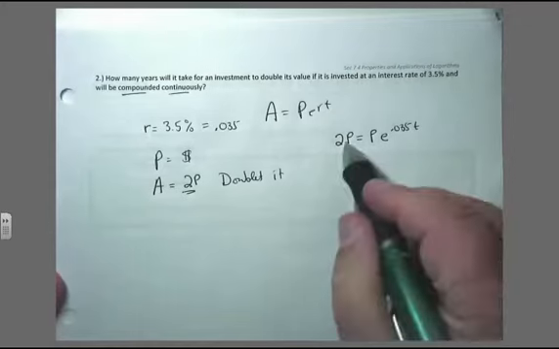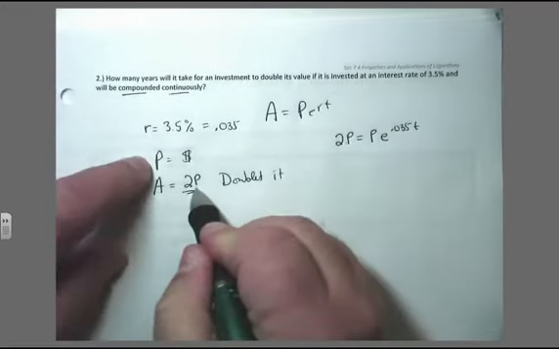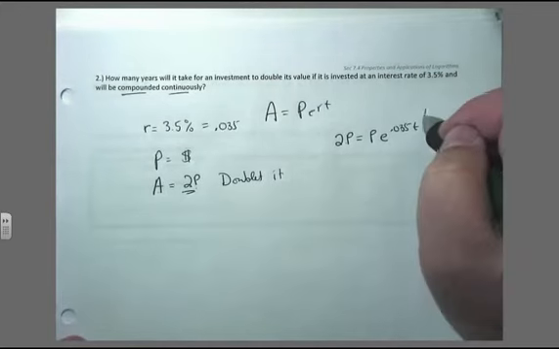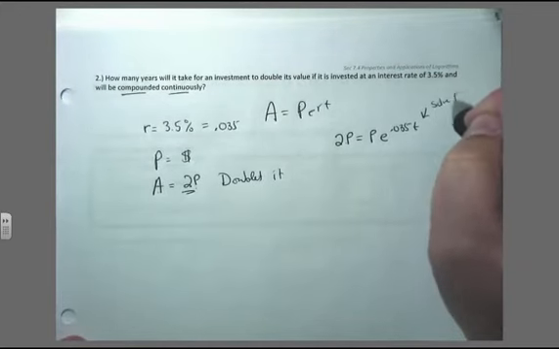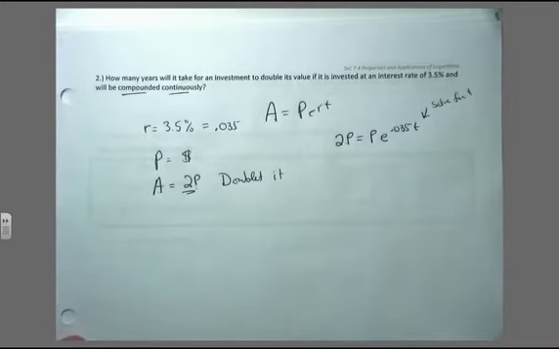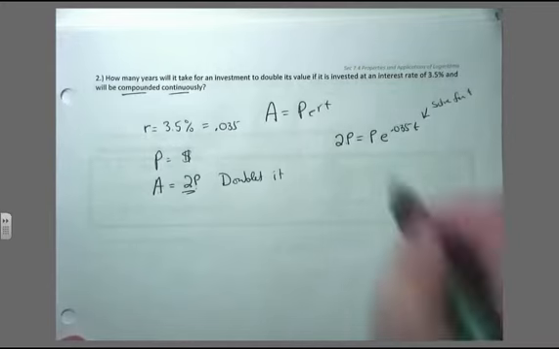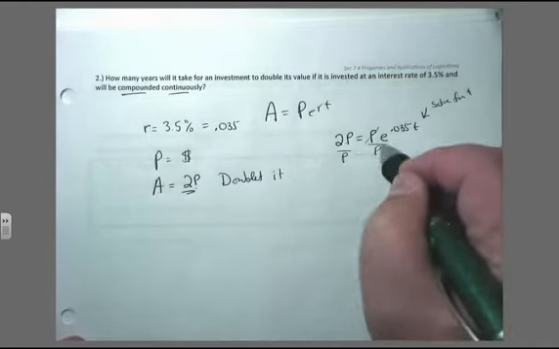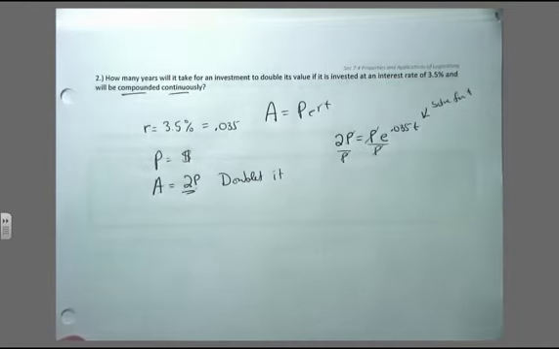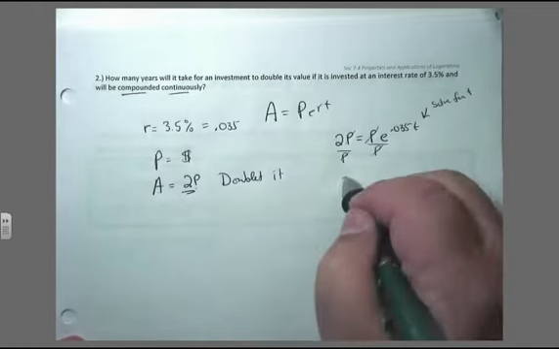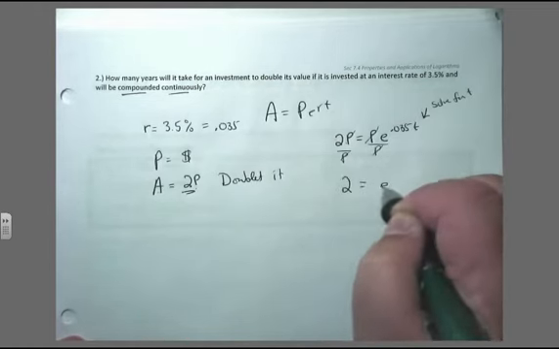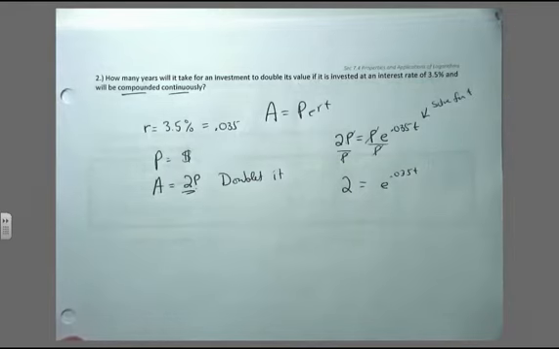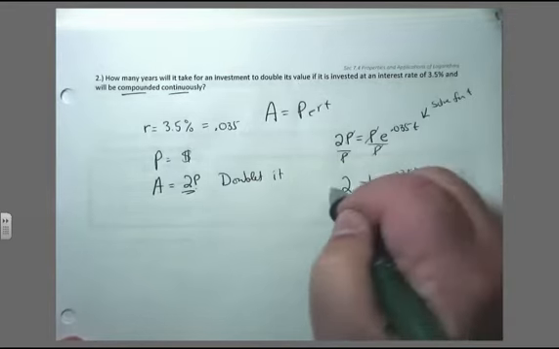To double the amount, A has to be 2P, twice the initial amount. You think I've got too many variables here, but solve for t and look what happens. When you solve for t, what is your first move? Divide by P on both sides to get the e by itself. And when you do, what happens to the P's? They cancel out and you're left with 2 equals e to the 0.035t. Now what gets rid of that e? Take the natural log of both sides.